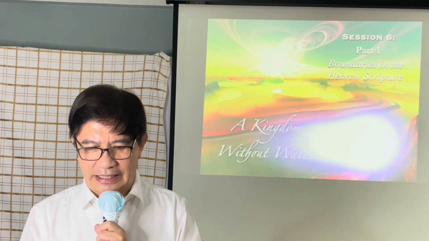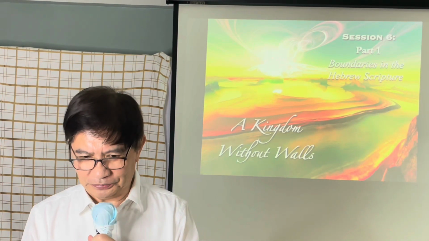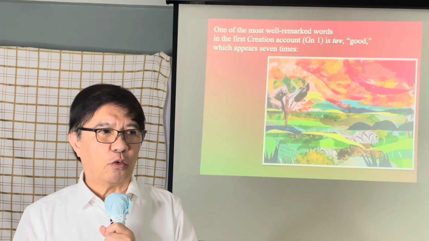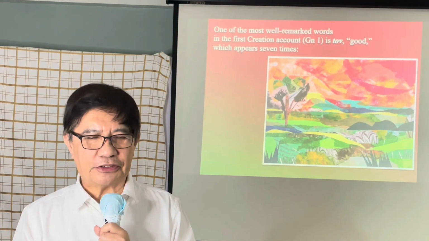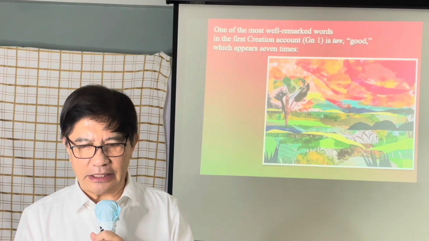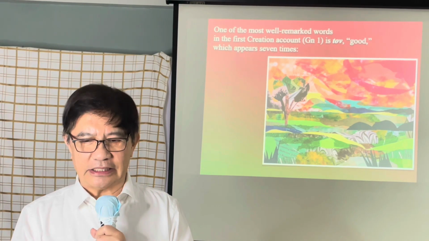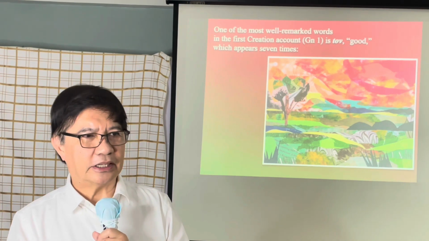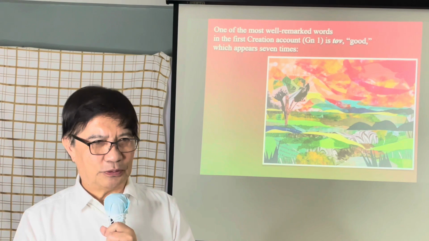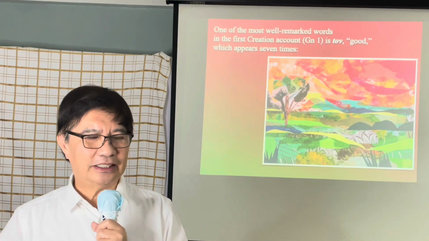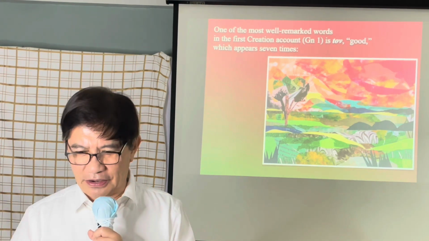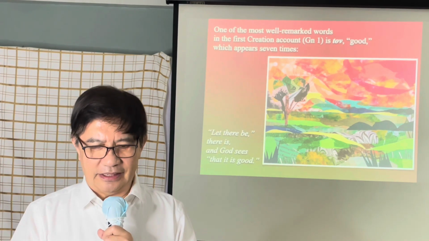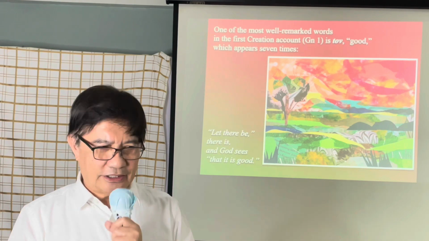So, a kingdom without walls. One of the most well-remarked words in the first creation account in Genesis 1 is Tov, translated in English as good. And it appears 7 times. It was good, it is good, it is good. Until the last one, it is very good. Let there be, there is, and God says that this is good.